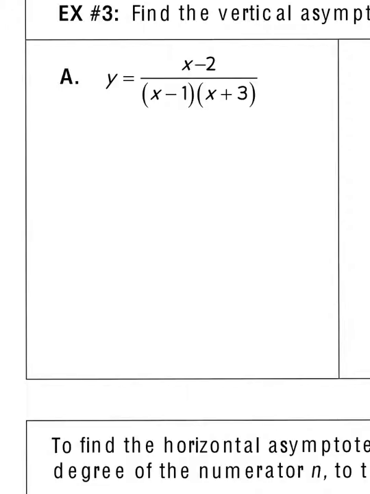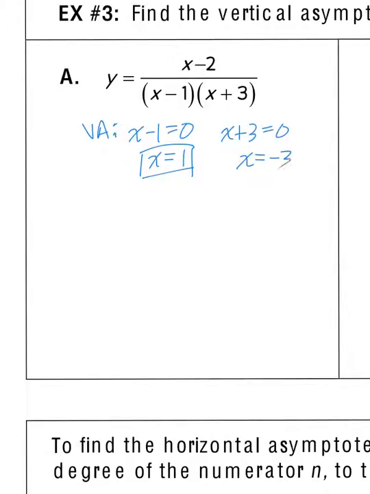Okay, so for part A, it's already factored for you, and none of the factors cancel. So there are no removable discontinuities, so there are no holes. So that means that these are left in the denominator, and they will create your vertical asymptotes. I get one by using x minus 1 equal to 0, and if I solve, I get x equals 1. So there's one of them. And the other I get from setting x plus 3 equal to 0 and solving, I get x equals -3.